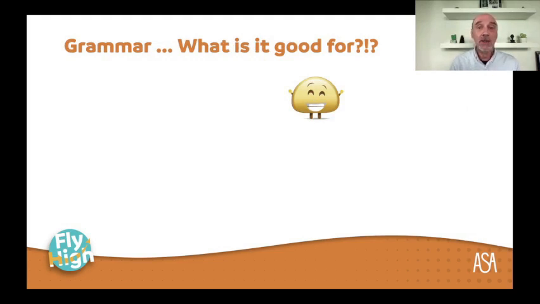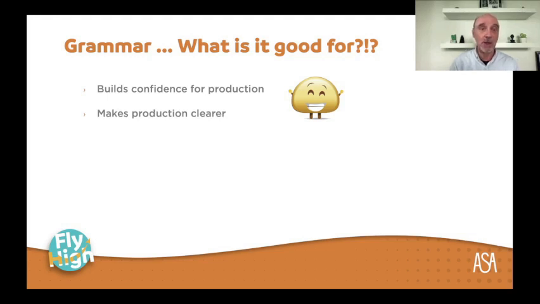So what is it good for? Grammar, what is it good for? Students might be asking themselves. Well, of course, we know that if the students have a good basis in grammar, they'll be much more confident about producing language in written form or in spoken form. They'll have that inbuilt knowledge that what they're going to come out with is actually comprehensible, correct, and will have the effect they want. It makes their production so much clearer.